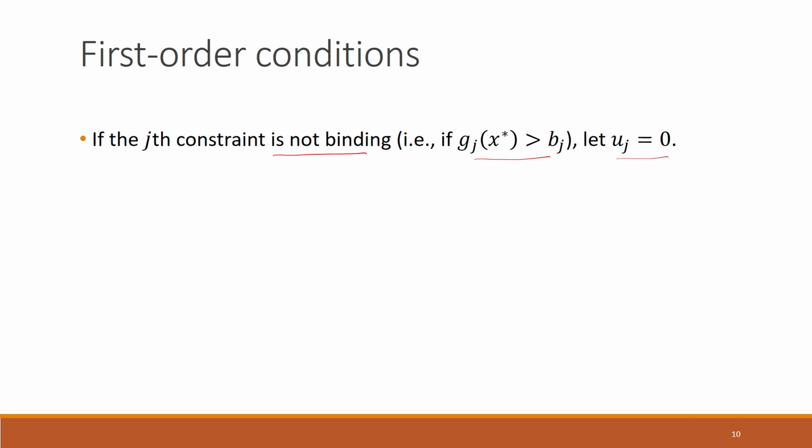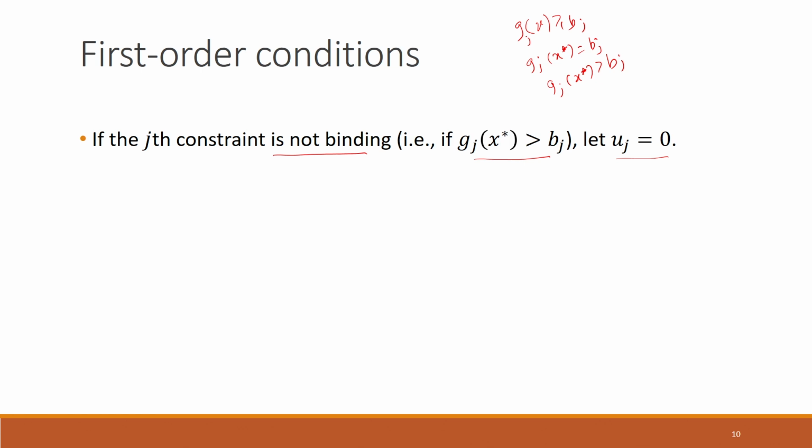Now you need to understand why we are saying that gj(x*) is greater than bj when the constraint is not binding. The way we have defined the constraint is gj(x) is greater than or equal to bj. So if this constraint is binding at x equal to x*, then gj(x*) is equal to bj, and if it is not binding, then gj(x*) is greater than bj. You can check this from the example that we had seen.